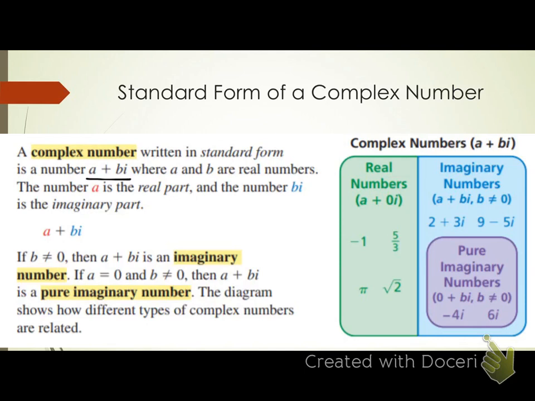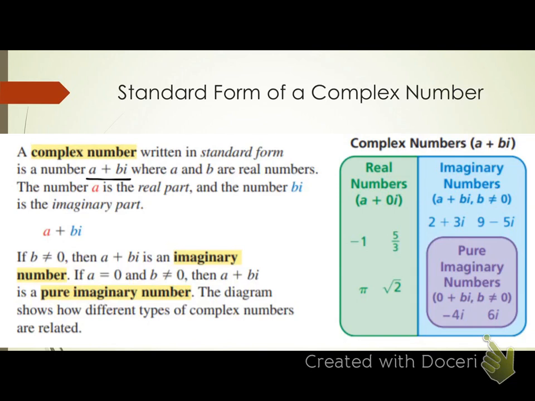Pure imaginary numbers, the real number that makes up the complex number is 0. So they just take on the form some number times i. So negative 4i, 6i, so on and so forth. Okay? The main thing I want you to take away from this is how to write standard form of a complex number: a plus bi. A is the real part, bi is the imaginary part. Okay?